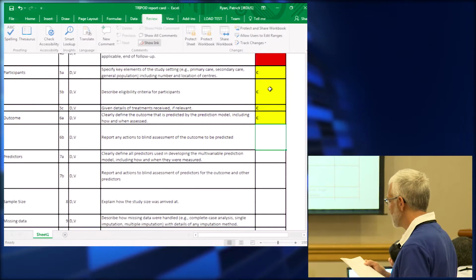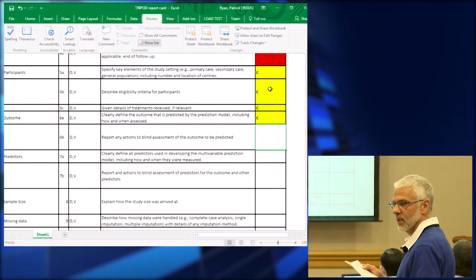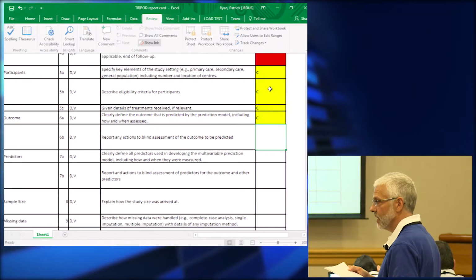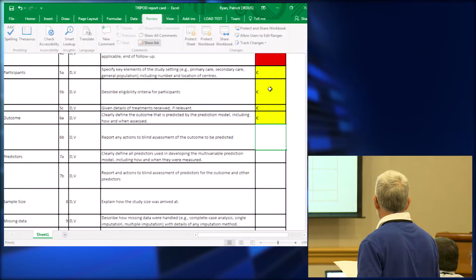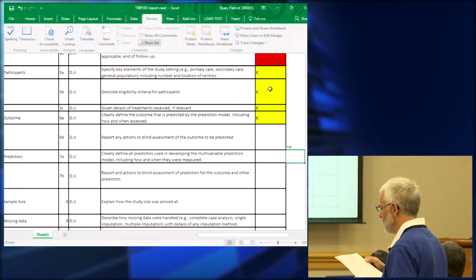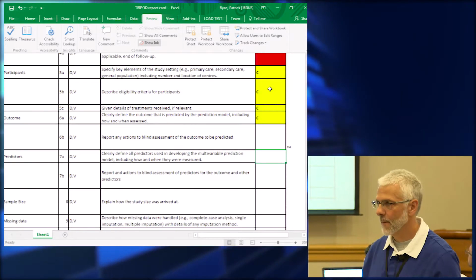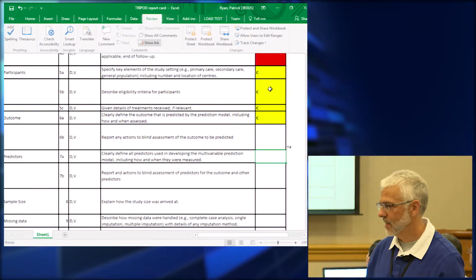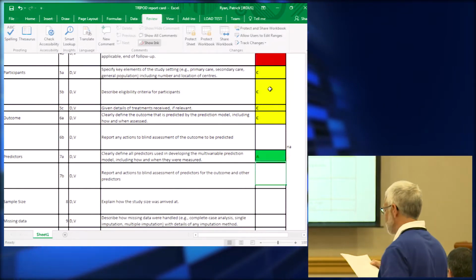6B. Report any actions to blind. No mention of that? I didn't see any mention of blinding. Not applicable, or did we put that in there? Not applicable. That's fine. Okay. 7A, clearly define all the predictors. Nobody got to that? A. Clearly define the predictors, give me A.